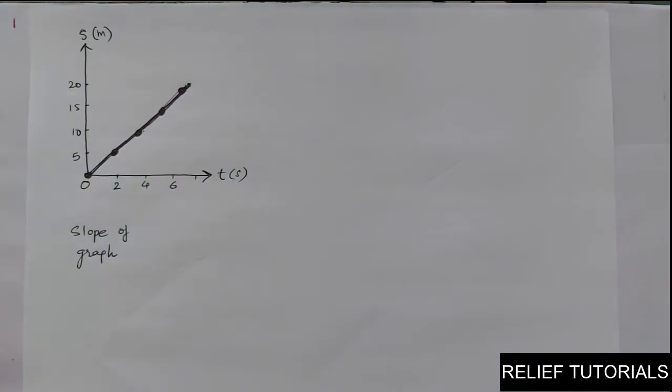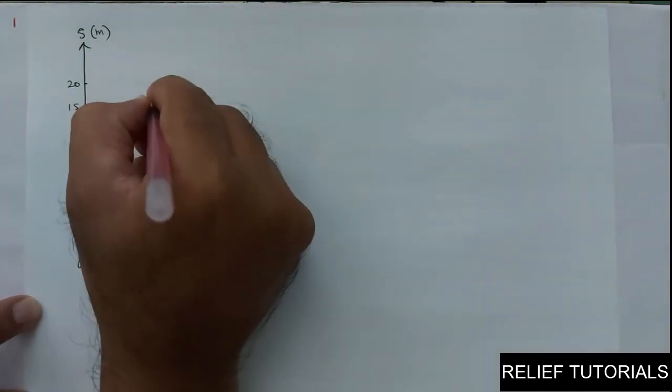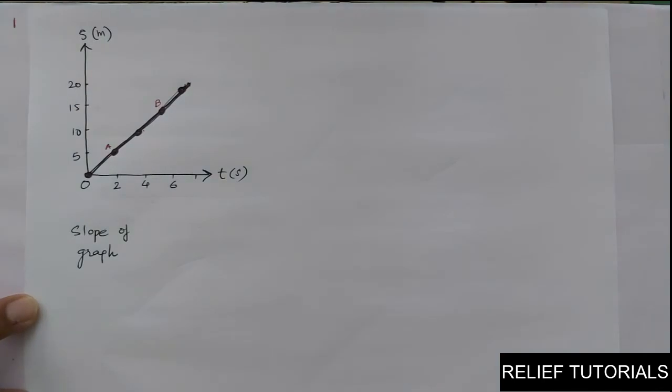So first of all, how to find the slope? To find the slope, you first of all decide any 2 points of the graph. Let us consider I am deciding these 2 points. This is point A and here is point B. Any 2 points you can select.